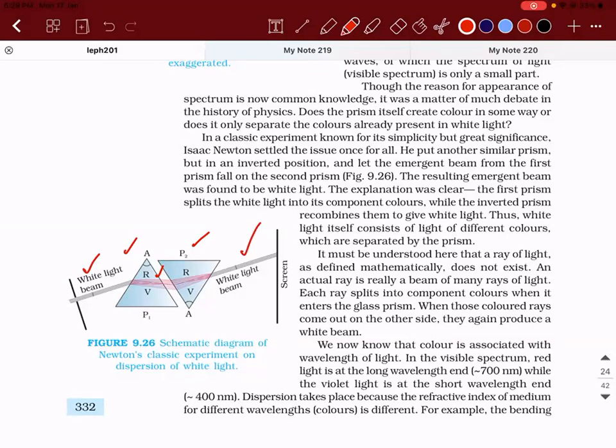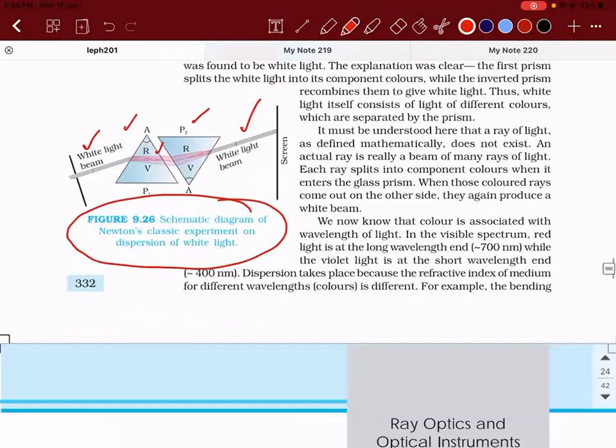Okay, and this is one of the ways by which you can obtain back the white light.